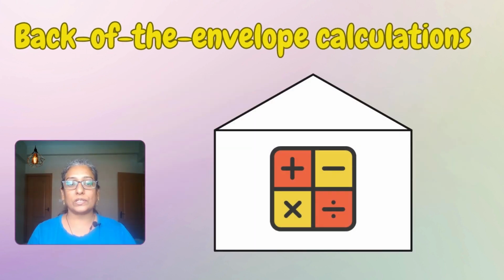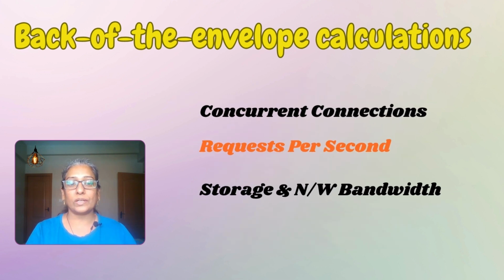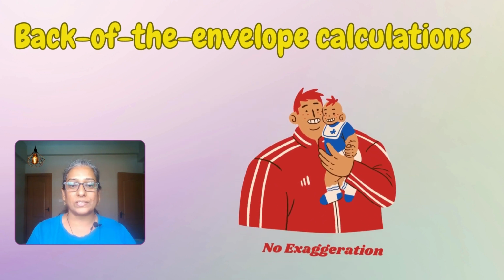Back of the envelope calculations refer to quick and rough estimates done using simplified assumptions. They help us critically think about performance, scalability, and resource requirements. Some of the examples could be the number of concurrent TCP connections a server can handle, the number of requests per second a web, database or cache server can handle, and the storage and network bandwidth requirements of a service. Practice and be comfortable with back of the envelope calculations. Ensure that the scale assumptions made during the back of the envelope calculations are reasonable and not overly exaggerated.